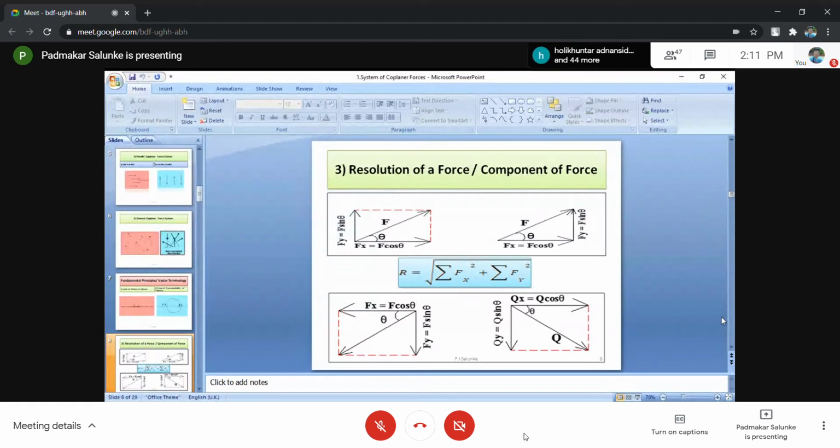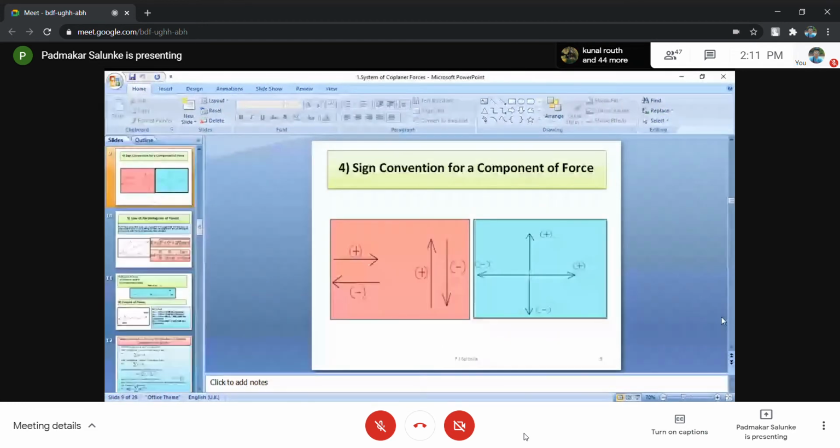This case you have already seen yesterday also. Based on that, these are the sign conventions. If a force is to the right, it is plus; left, minus; upward, plus; downward, minus. This is called the sign conventions of the component forces. If it is upward, it is positive. If it is downward, it is negative. Towards right plus, left minus.